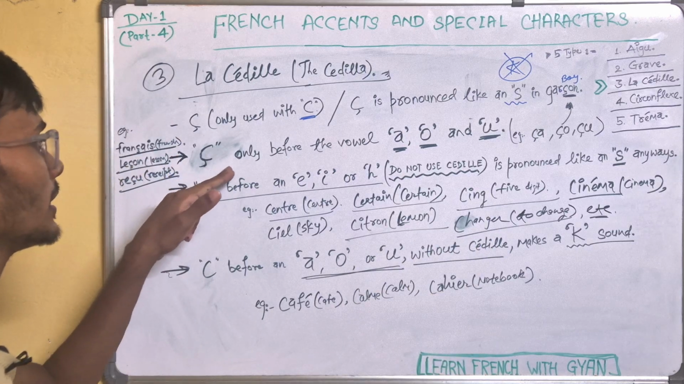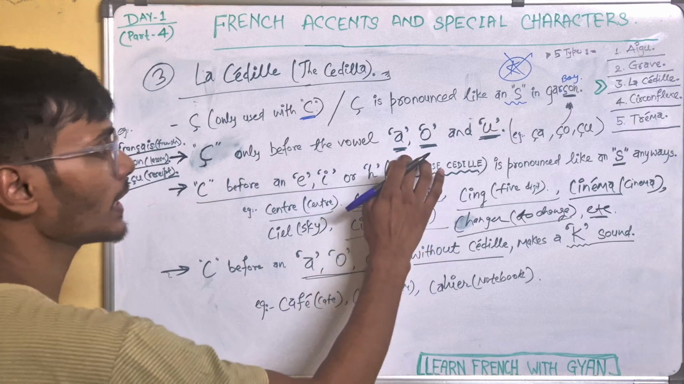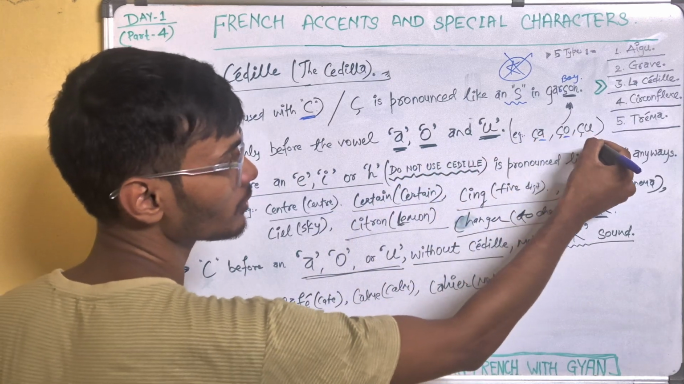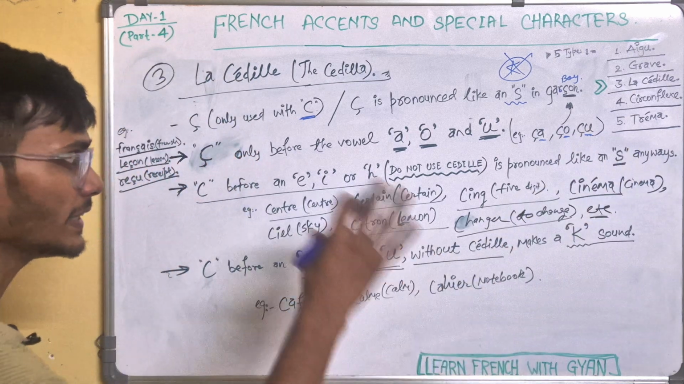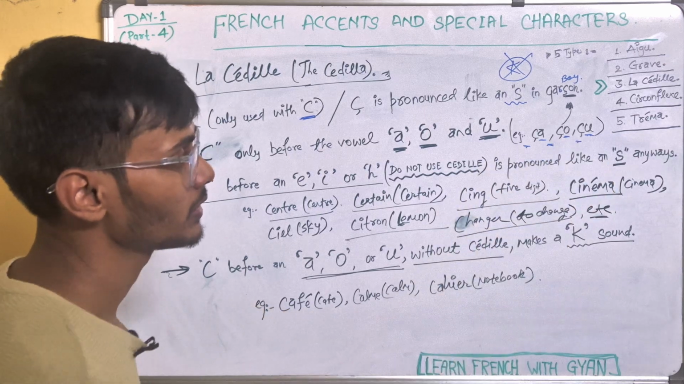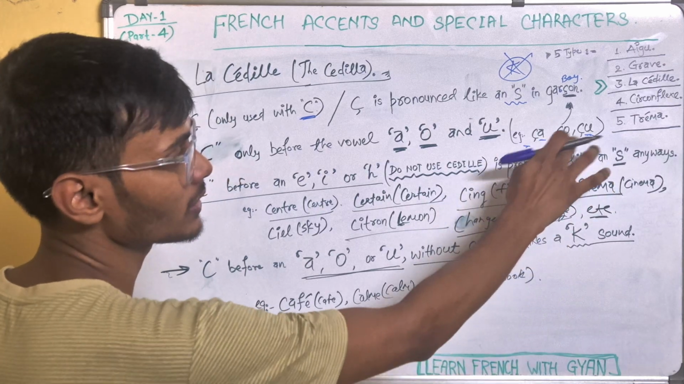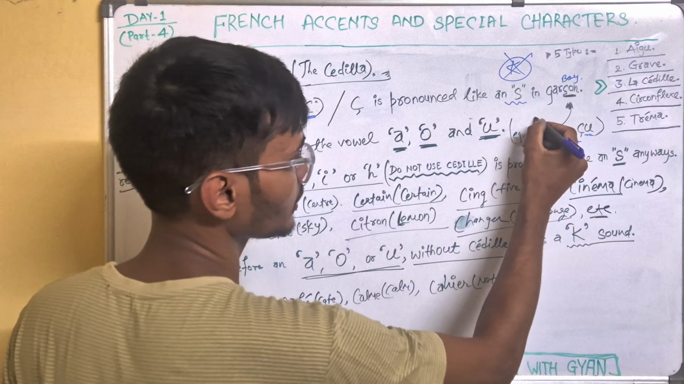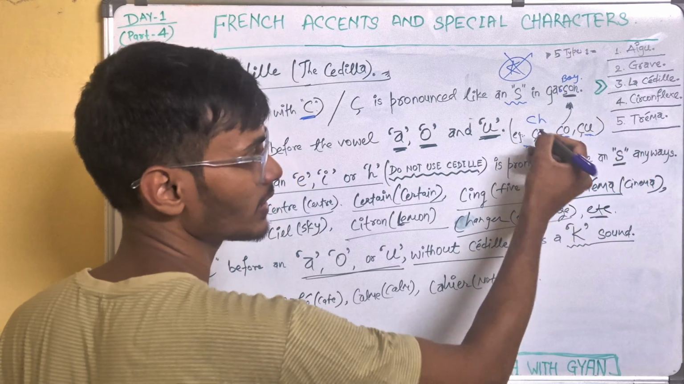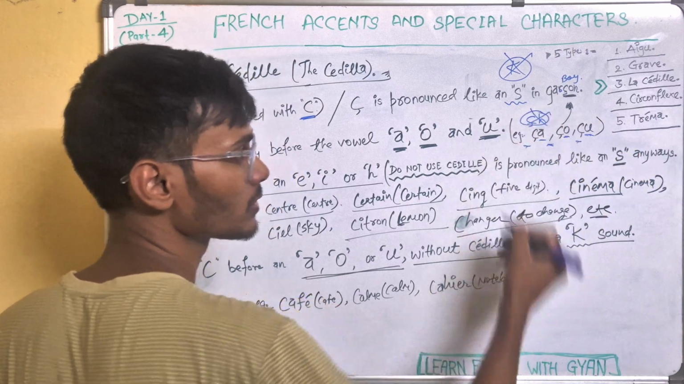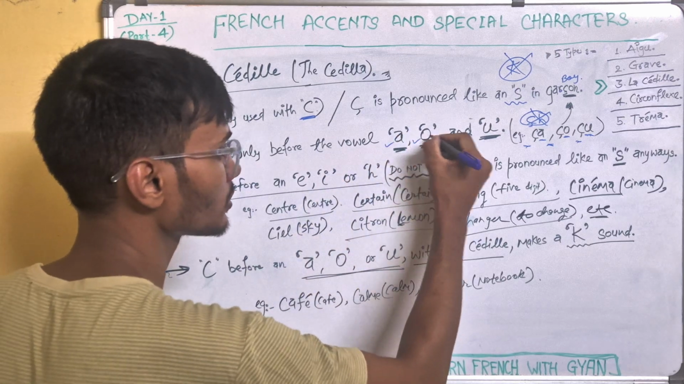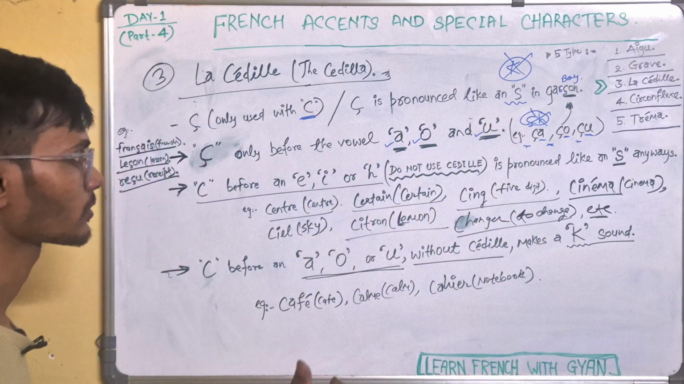The cédille is used only before the vowels a, o and u, meaning a will come after c, o will come after c, u will come after c. In these cases only are you going to add this cédille, as in the examples I have given here. You can look into them. So the cédille can be here only, here only, here only. It means that if you take another example like h, or i, or any other letter, the cédille is not possible here, correct. So the cédille can go only with these three vowels.